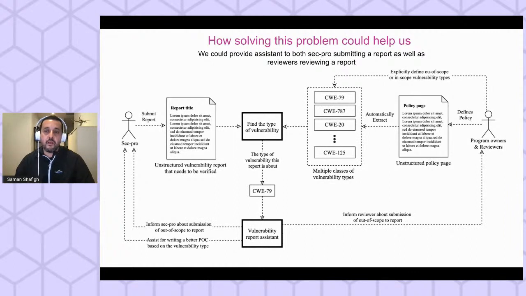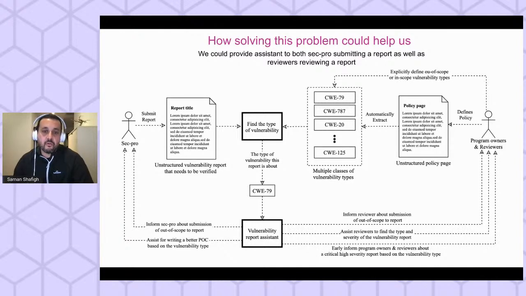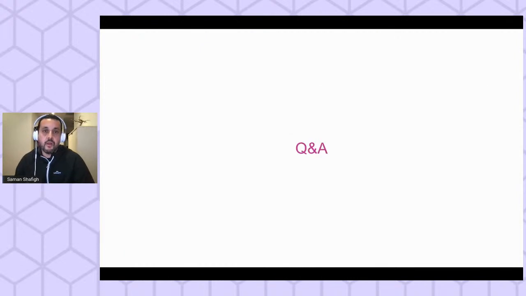It could help the program owners at the time of reviewing this report to inform the reviewer about the submission of an out of scope report. It can also assist reviewers to find the type and the severity of the vulnerability. And it could also early inform program owners and reviewers about the criticality of the high severity reports based on the vulnerability type. So that's it.